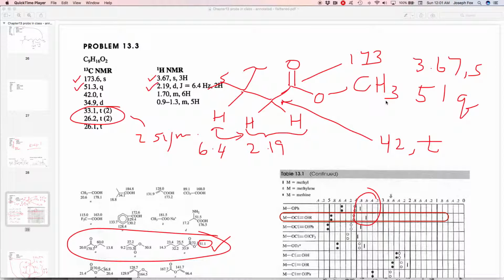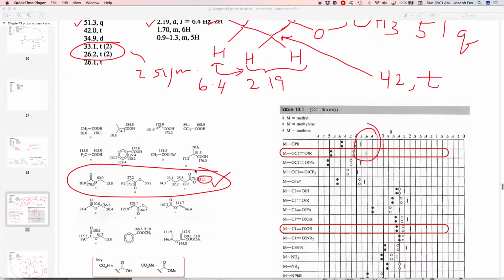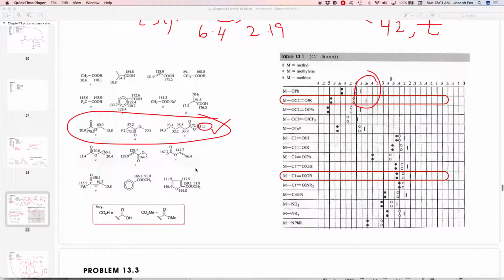And then looking back at our proton data, we see at 3.67 we do indeed see a peak consistent with a methyl ester. Let's look at our tables of methyl esters. Here we can see that it's consistent, if we see a peak at 51, that we have a methyl ester.